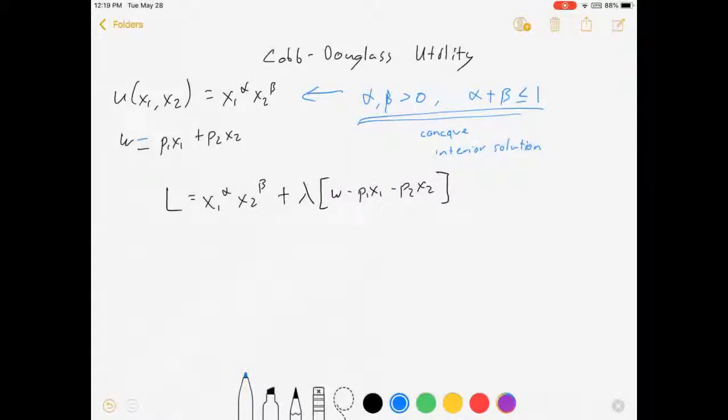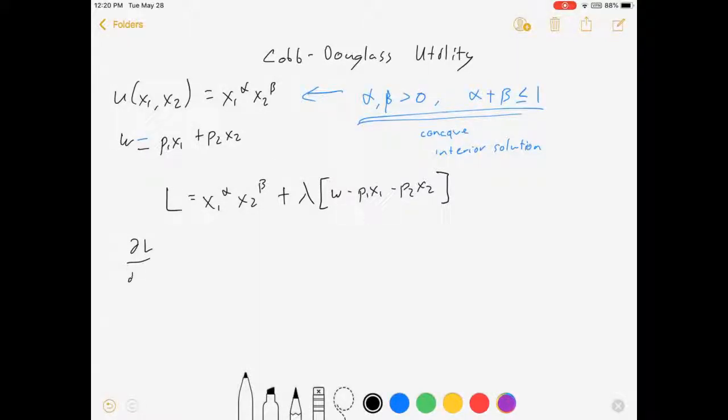Another way of me talking about these blue conditions over here, these ensure that lambda is greater than 0, which means that the W equals p1 x1 plus p2 x2, equals expenditures. But yeah, I don't want to belabor that. That's not the point of this video. So, let's maximize it.